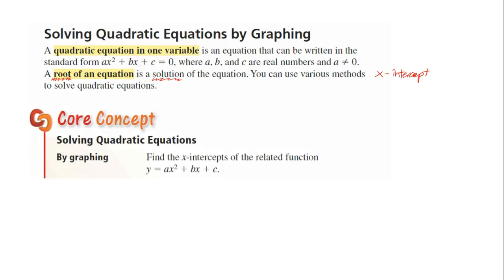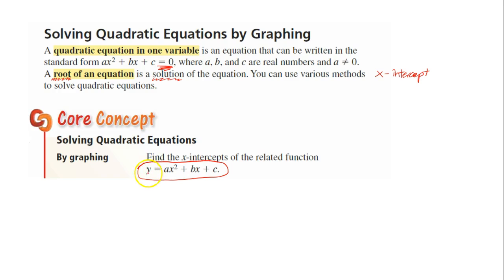All right, so to solve a quadratic equation by graphing, you just find the x-intercepts of the related function. If you're doing ax squared plus bx plus c equals 0, then you find the x-intercepts of y equals ax squared plus bx plus c. This we can graph with a graphing calculator.